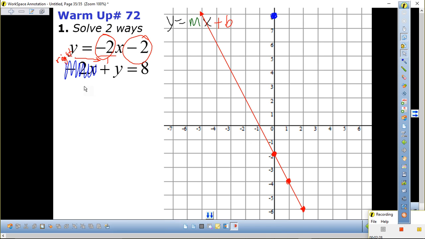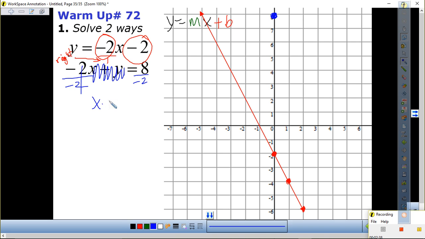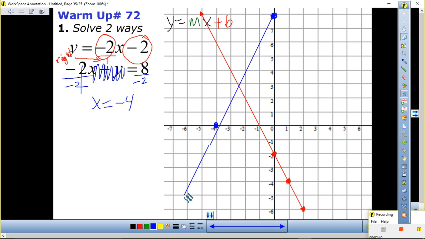Now I cover up my y variable. And what do I see? 2x equals -8. I solve for the x. And that's my x-intercept, which is -4. Where's x -4? X -4 is right there. I graph my line going through those 2 points. There it is. Did I graph both lines?